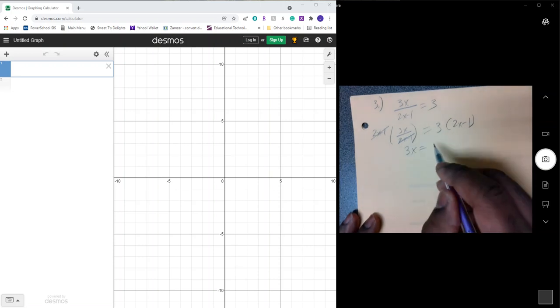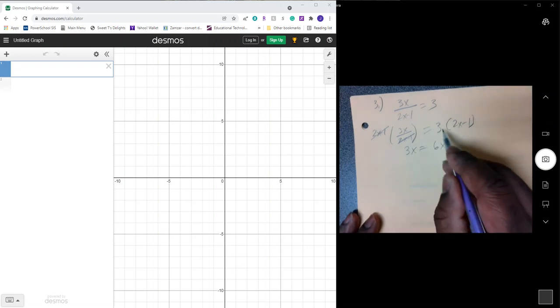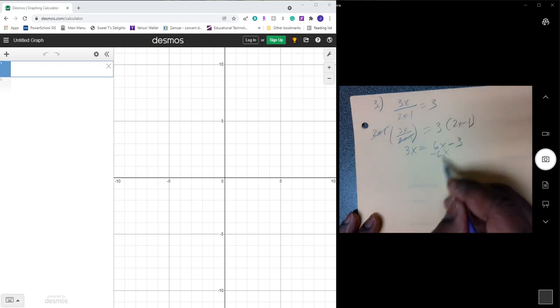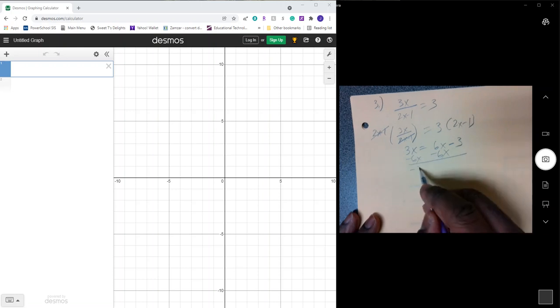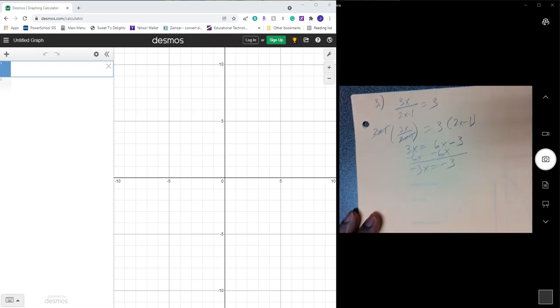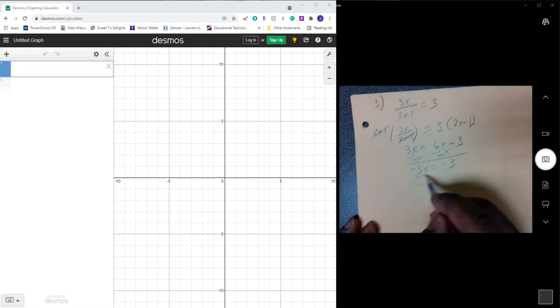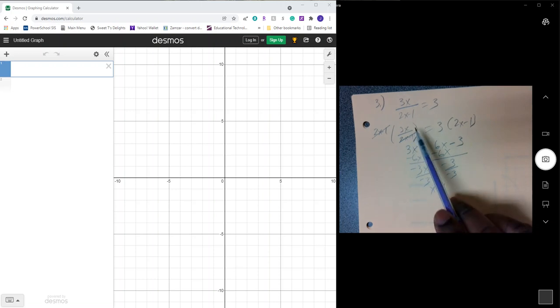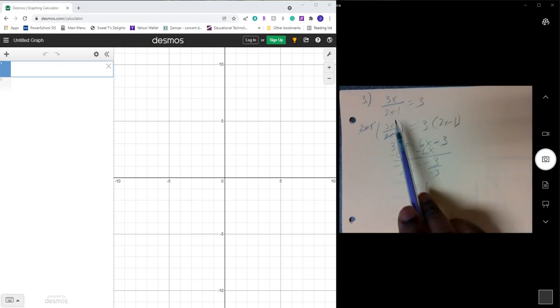And you have 3x is equal to 3 times 2x is 6x, and 3 times negative 1 is minus 3. Then we subtract 6x on both sides, and we have negative 3x equals negative 3. We divide each side by negative 3, and x is equal to positive 1. So now, you also have to make sure that this value that you give for x does not cause this denominator to equal 0, because we know that would make this problem undefined. And we notice here 1 does not do that.